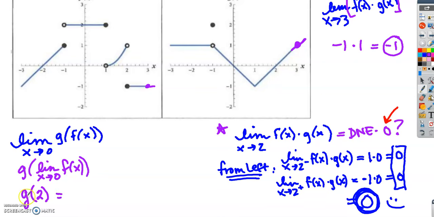Now, do we have a value for g of 2? Let's go over to 2. Yep, my value at g of 2 is 0. So I do have a value there.